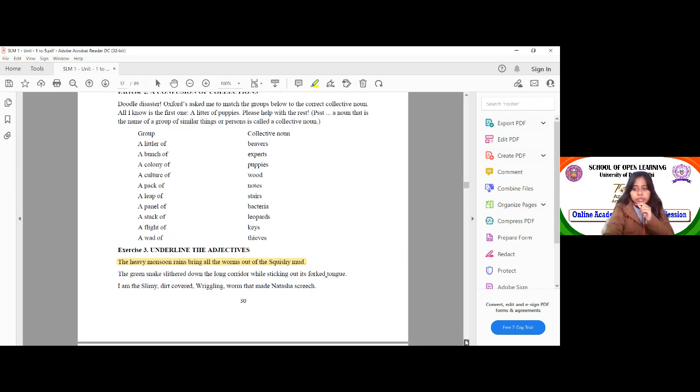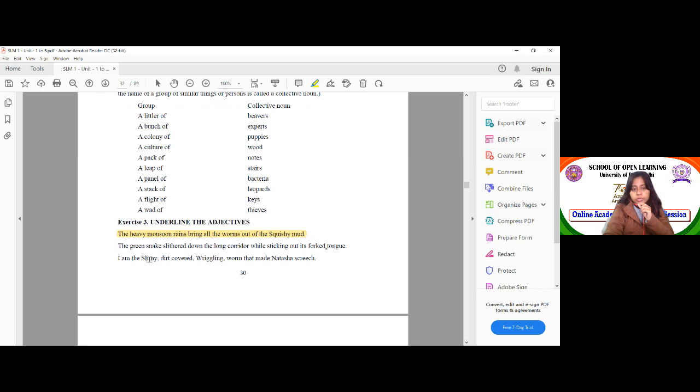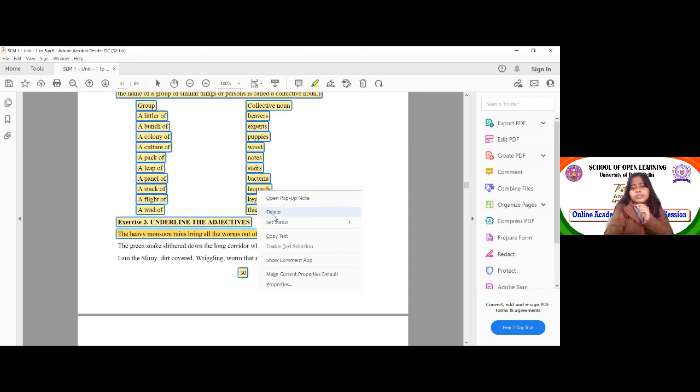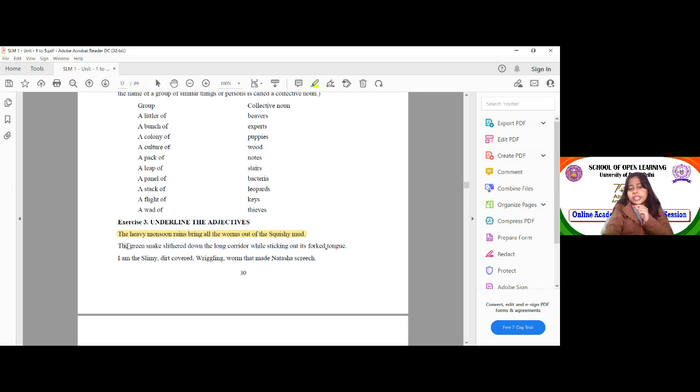So there are two other sentences. Okay, do this one. The green snake slithered down the long corridor while sticking out its forked tongue.